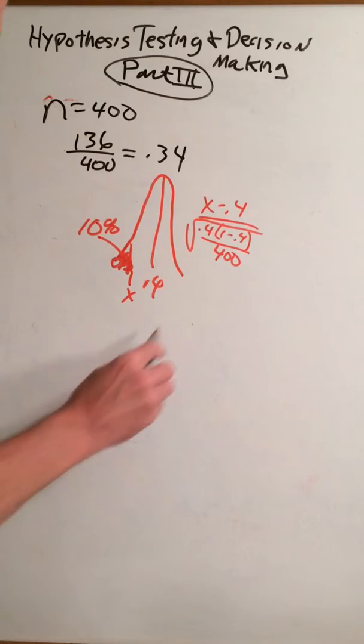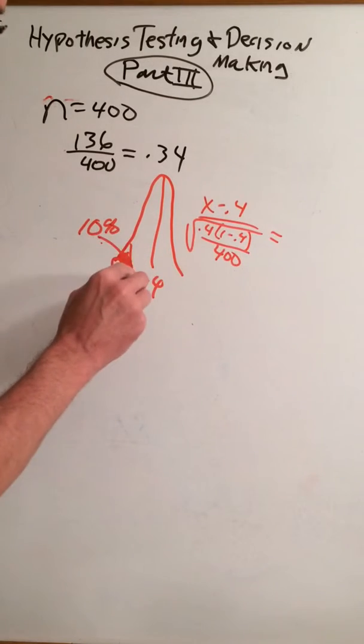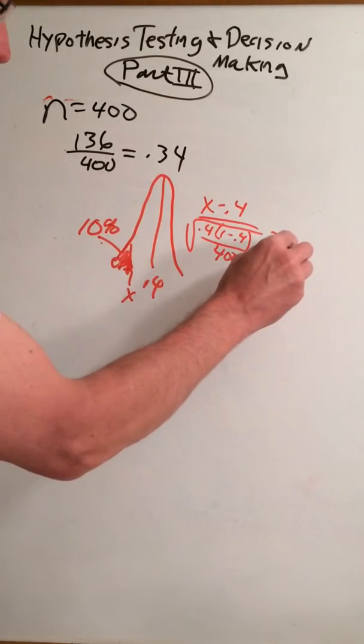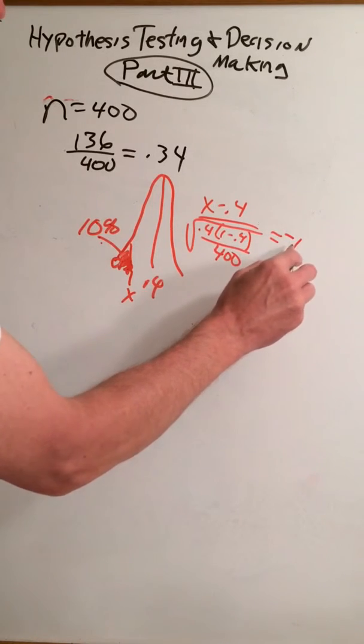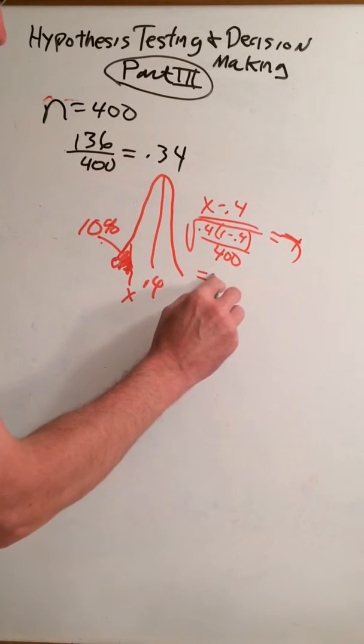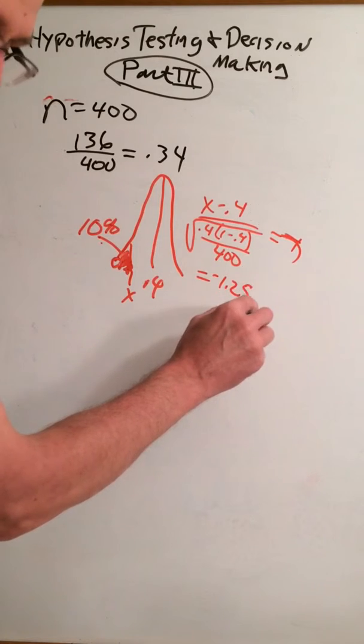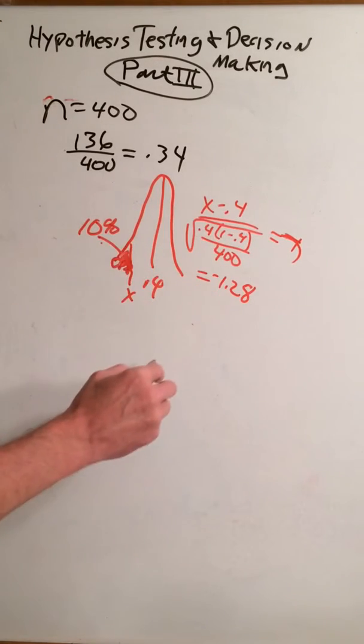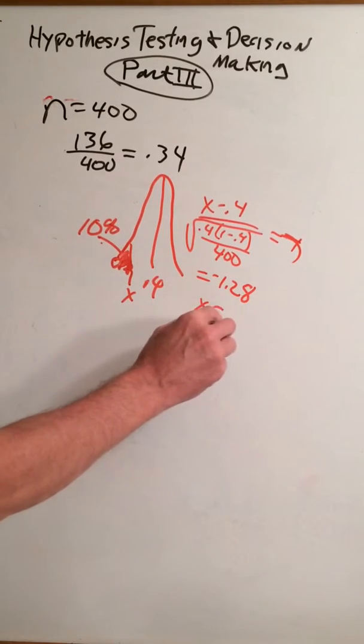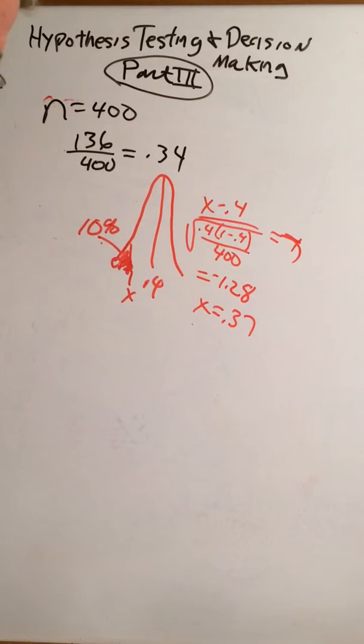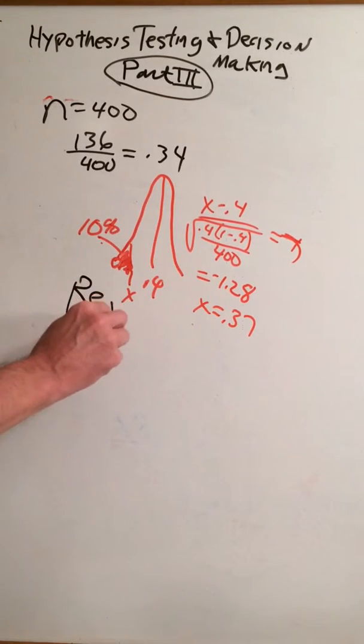Now that comes out to be equal to, and then again we know what that region is from last video. This is all equal to negative 1.28. When you solve for x, you get 0.37. So here we're rejecting. We're actually going to reject here. They're going to say reject.